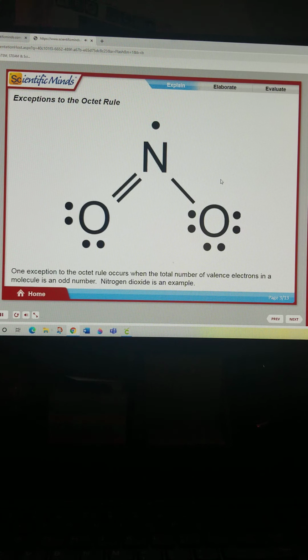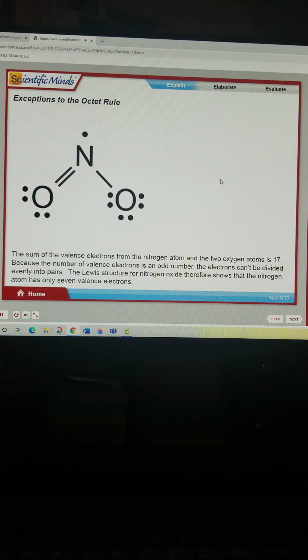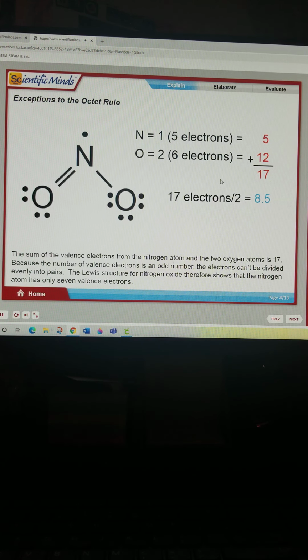One exception to the octet rule occurs when the total number of valence electrons in a molecule is an odd number. Nitrogen dioxide is an example. The sum of the valence electrons from the nitrogen atom and the 2 oxygen atoms is 17. Because the number of valence electrons is an odd number, the electrons can't be divided evenly into pairs. The Lewis structure for nitrogen dioxide therefore shows that the nitrogen atom has only 7 valence electrons.